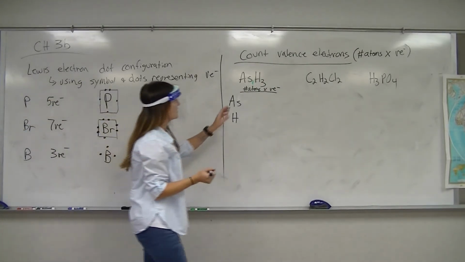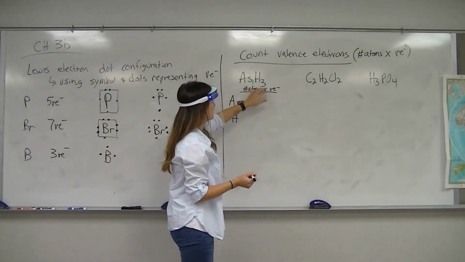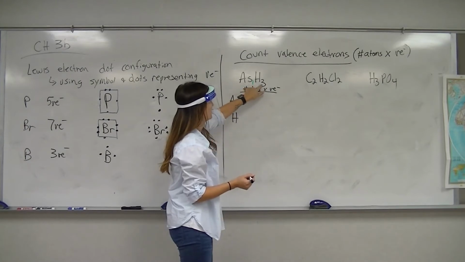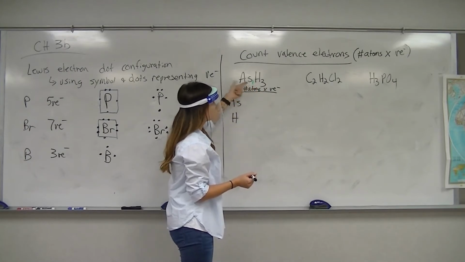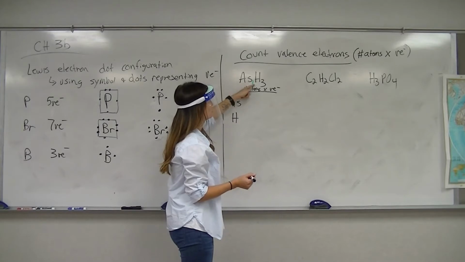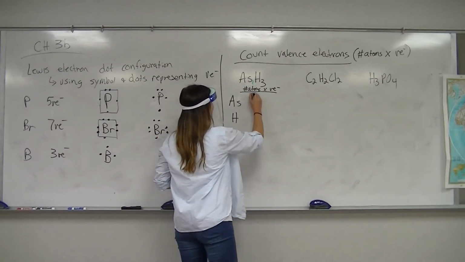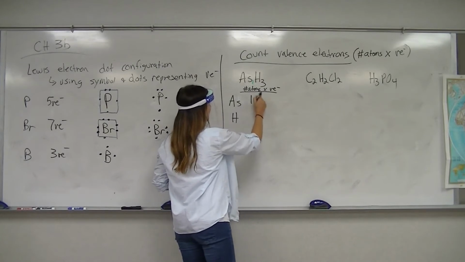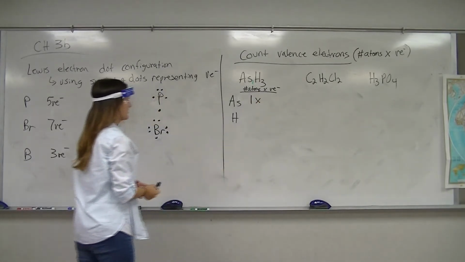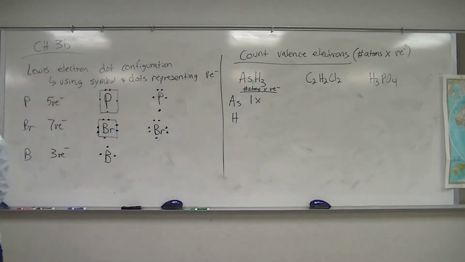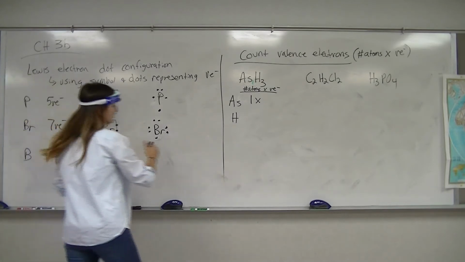Okay. We want to know the number of atoms, so the chemical formula tells us the number of atoms. The subscripts are how many. So since arsenic didn't have a subscript, we assume there's just one arsenic atom in this compound. So we have just one atom, and we want to multiply that then by the number of valence electrons. 5, because it's in group 15.